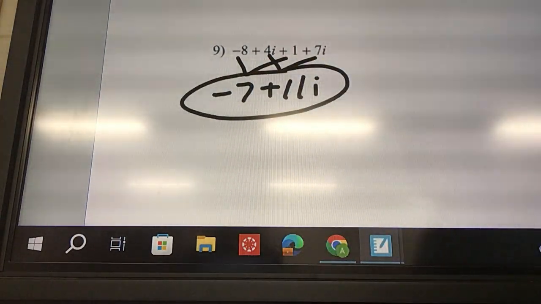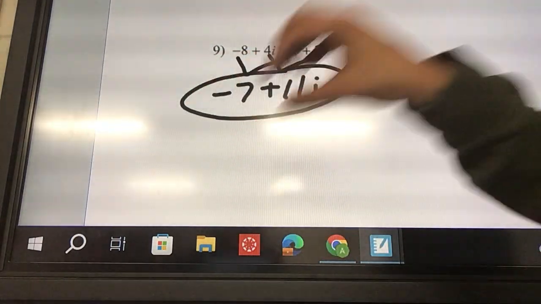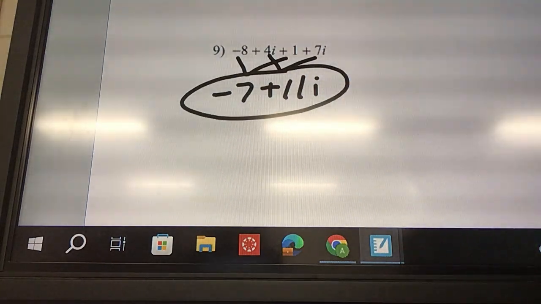The same goes with x's. I can't put just a number and then some x's together, okay? So it's got to stop here.